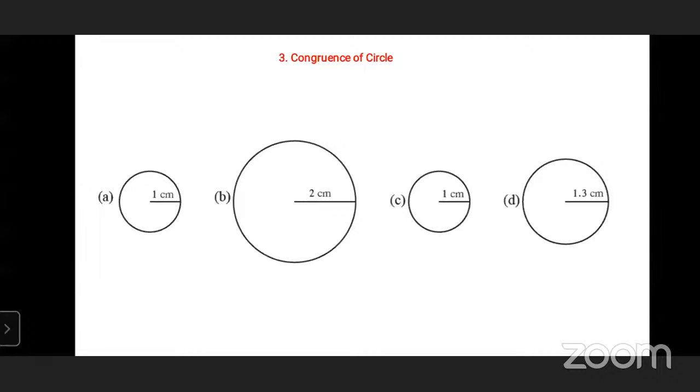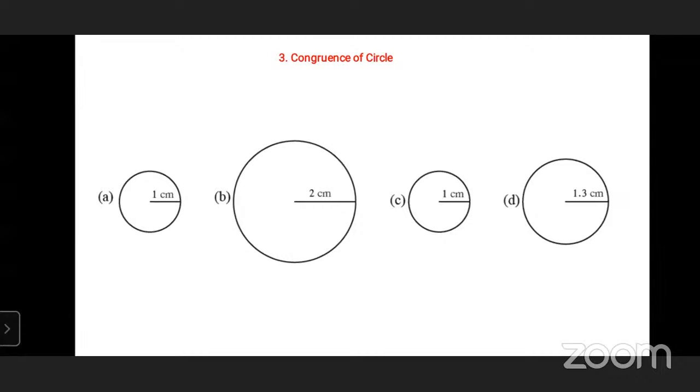It means that at first we want to draw all the circles on a piece of paper. First we draw a circle with a radius 1 centimeter, after that with a 2 centimeter radius, after that with a 1 centimeter radius, and after that a 1.3 centimeter radius. When we complete this, we cut all the circles according to the drawing, and then place one circle on another and find out the exactly matching circles, the same measurement, same circle.